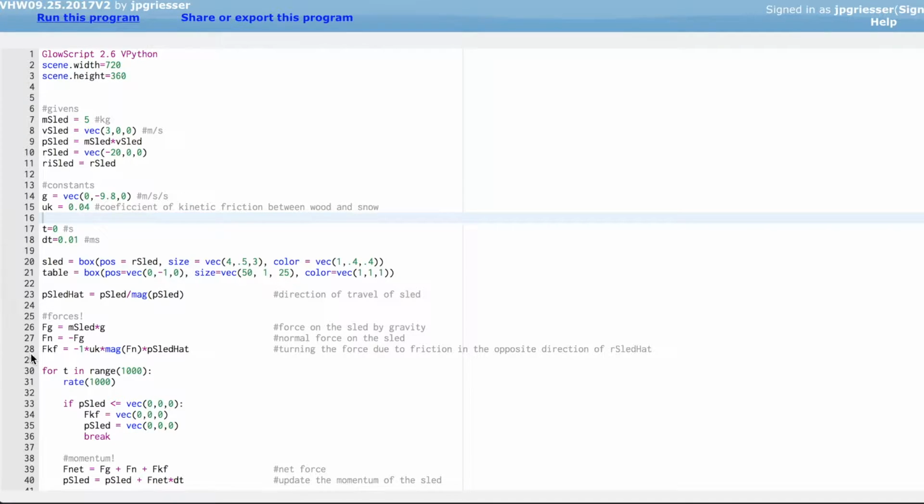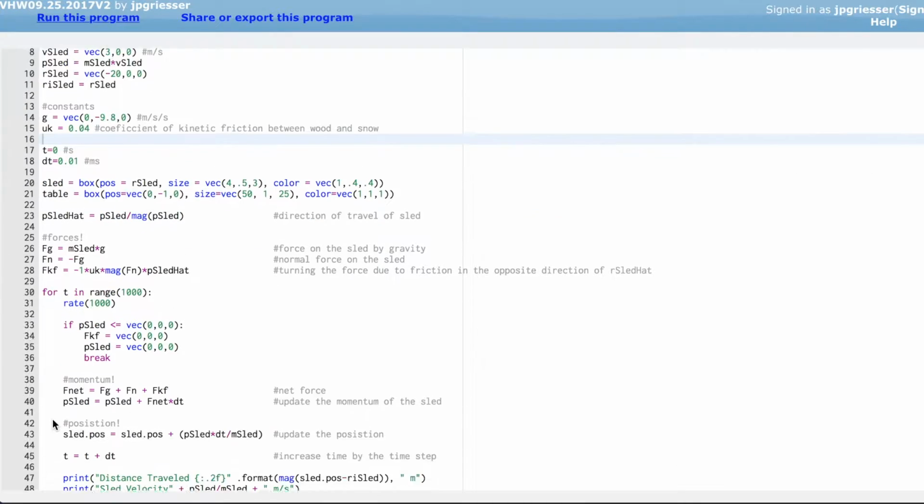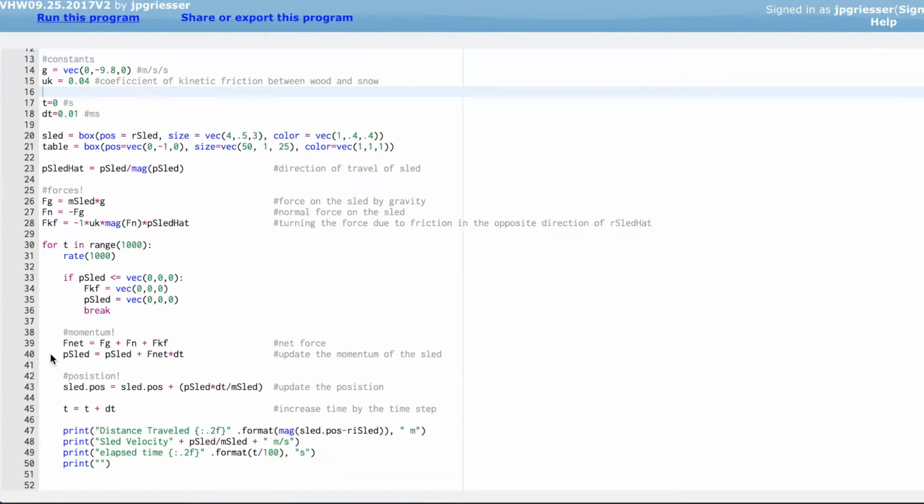Now we can make a loop to demonstrate the motion. The if statement stops the sled from going backwards once its velocity becomes 0. If the velocity isn't 0, we update the net force on the sled, the momentum of the sled, and the position of the sled, as well as increase the time by our delta t and print out statements. Now let's run it.